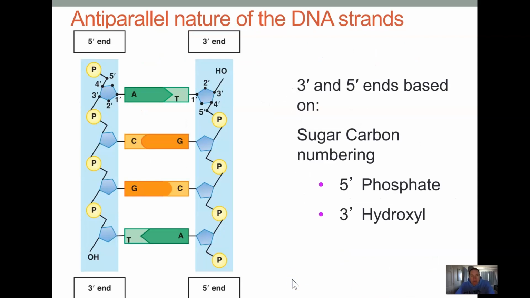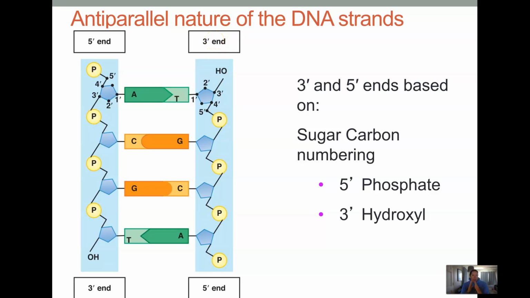So when we talk about DNA, the two strands of DNA are put together. Remember, they're connected by their nitrogenous bases, but they run in an anti-parallel fashion to one another. Anti-parallel means that if one side of the DNA molecule is the 5' end, the other side will be the 3' end.